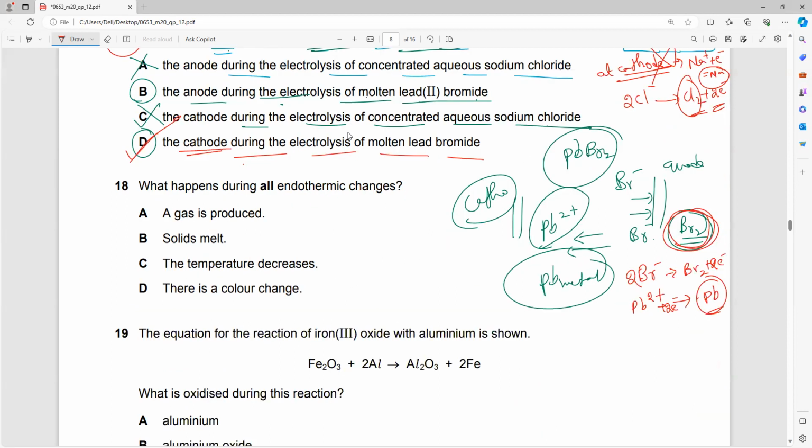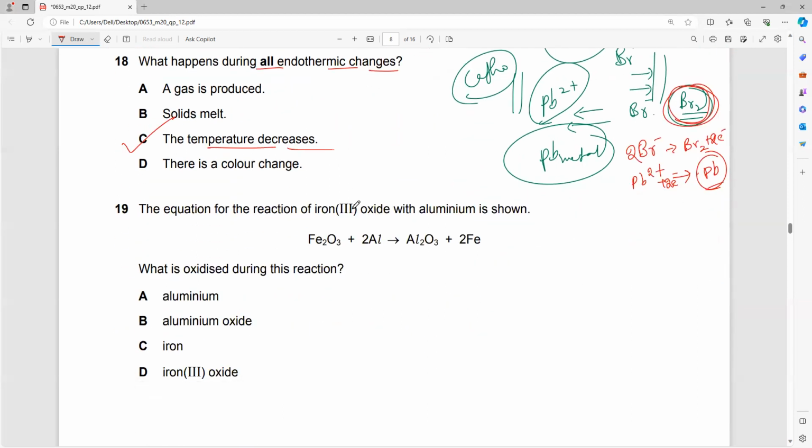What happens during all endothermic changes? Anybody? All endothermic changes, what will happen? The options: a gas is produced, a solid melts, the temperature decreases, there is a color change. What is the common process in endothermic changes? Always the temperature decreases. That's all. Next. Till now almost 18 questions we have studied. There is no question which is not there for us.